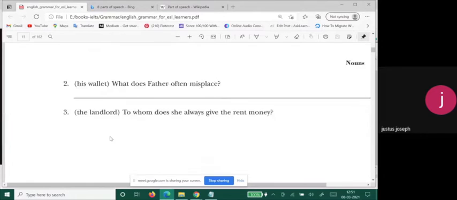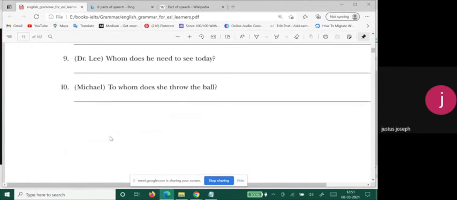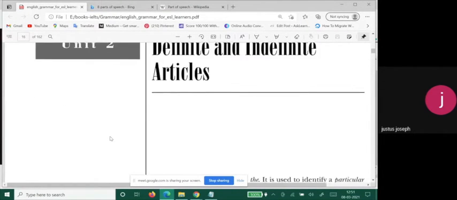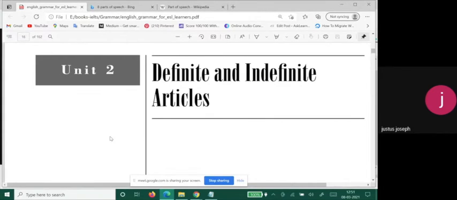So with that, we learned what a noun is. Let's move on to the next chapter. This is called definite and indefinite articles. Put a line indicating that the noun chapter is over. The next chapter is definite and indefinite articles.